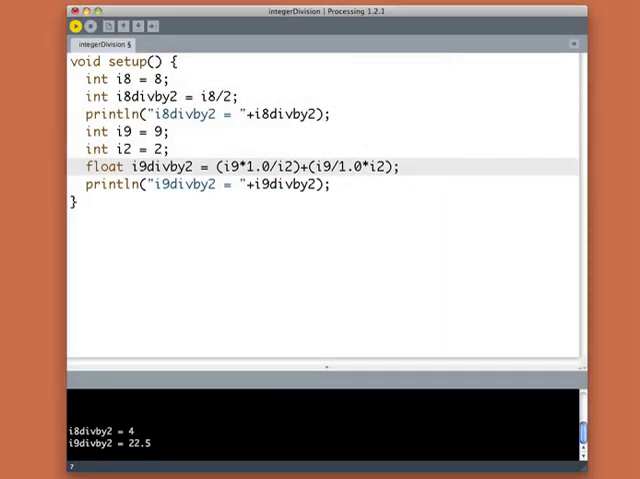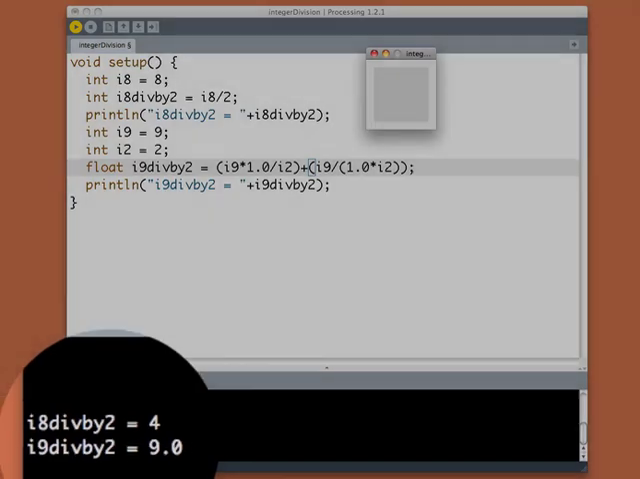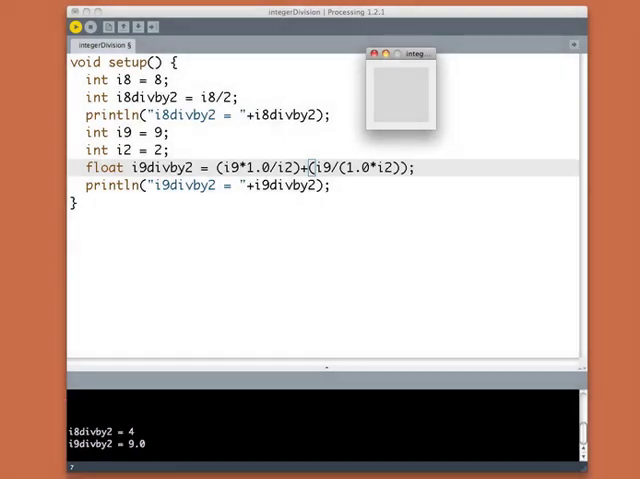So I need a pair of parentheses around here. And you'll often see me, when I multiply by 1.0, putting a pair of parens around things. So now if we run this, things work out fine. The reason why everything is okay on the right-hand side now is 1.0 times I2. Well, I2 is just the number 2. So inside this parentheses, we get the value 2.0, which is a floating point number. And now we have I9 divided by a float, and everything works out nicely.